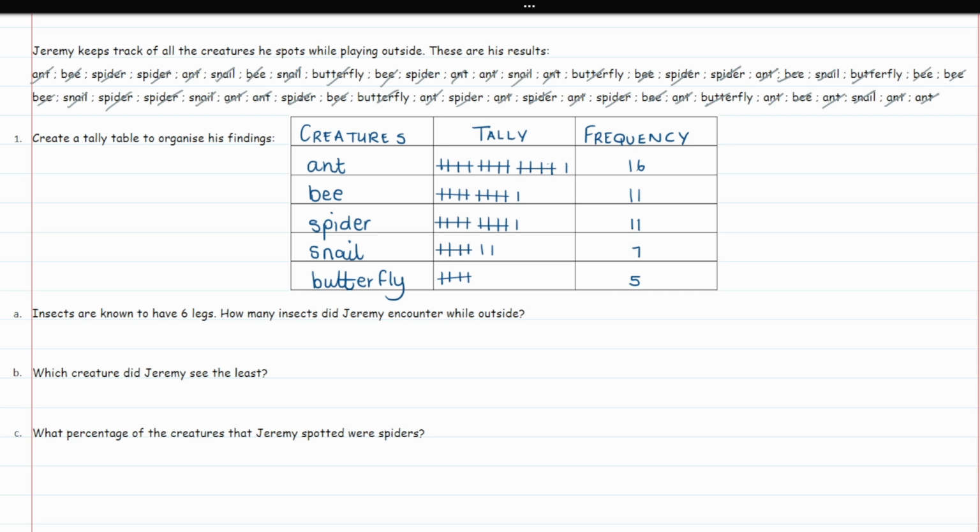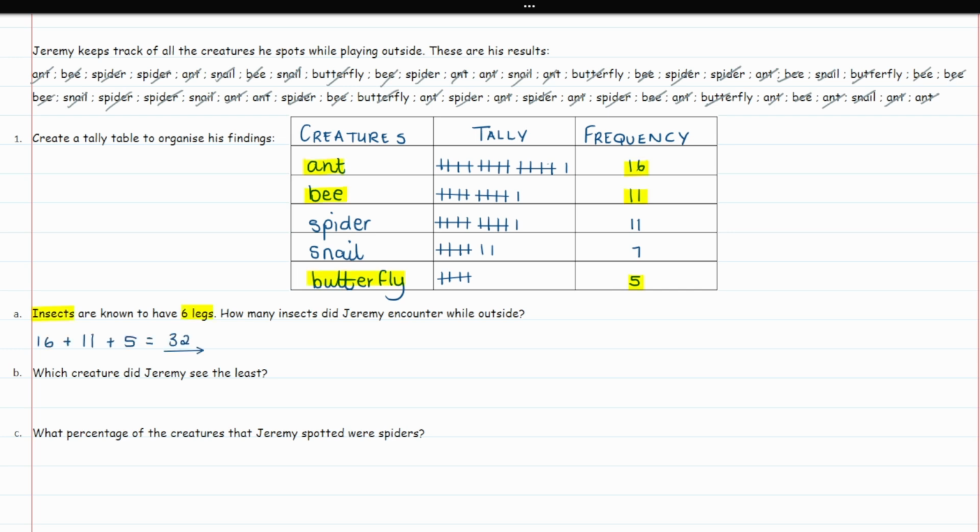Question A says that insects are known to have 6 legs. How many insects did Jeremy encounter while outside? Well, according to our table, the only insects we have are ants, bees, and butterflies, so those are the ones that I would need to add up all together. This gives me a total of 32.